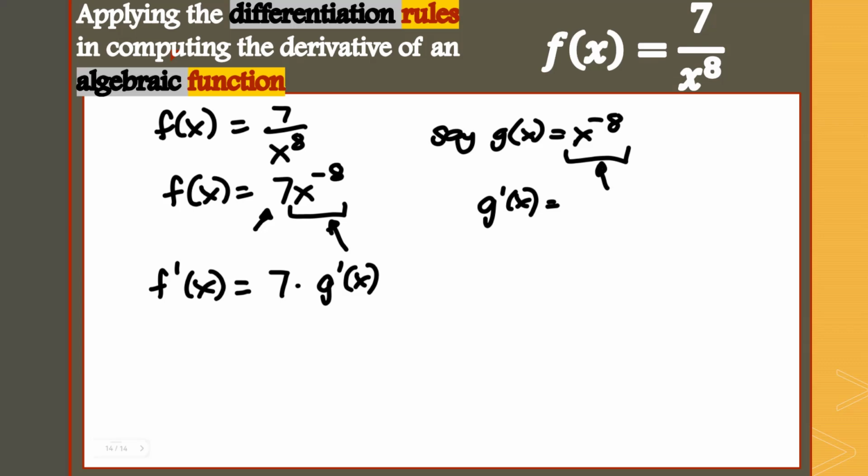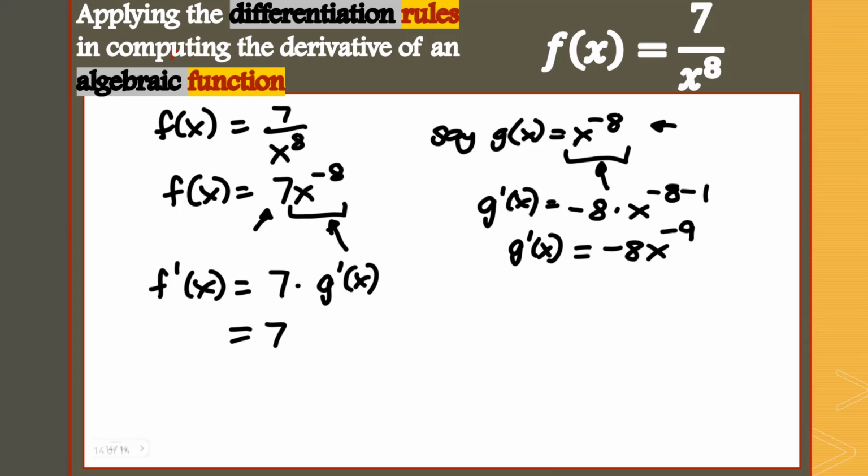So with this, using the power rule with n being negative 8, you have n times x to the power of n minus 1. Hence, your g prime of x is negative 8x to the power of negative 9. You can return the negative exponent later or from here, but I just automatically multiply them. So we have here 7 times negative 8x to the power of negative 9. Okay? Therefore, you will have here negative 56x to the power of negative 9.